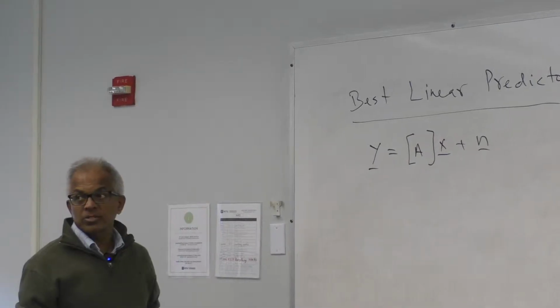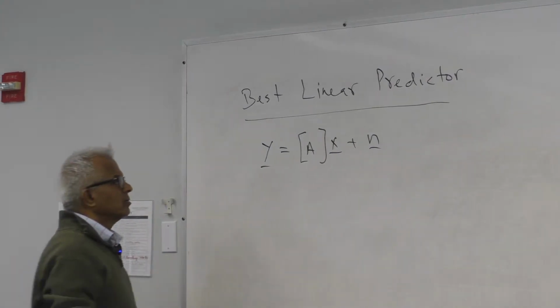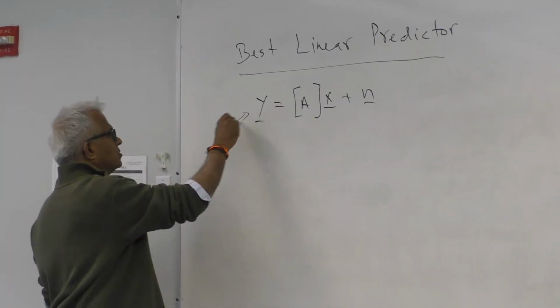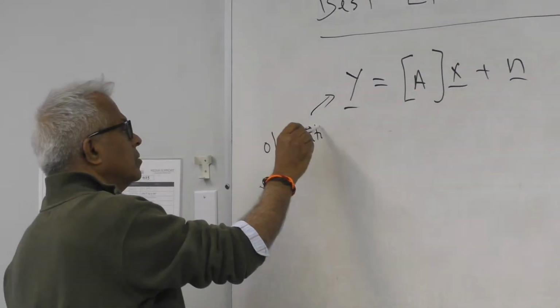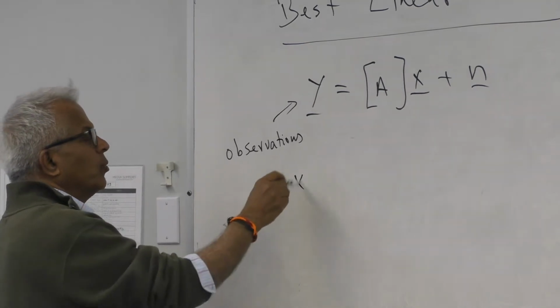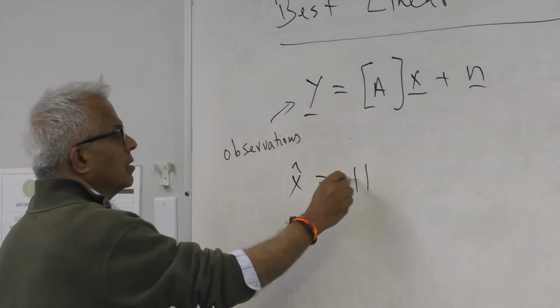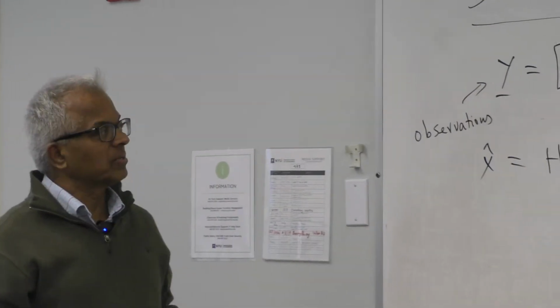This is essentially the best linear prediction problem. So this is your observations, and you want to estimate x hat from the observations. Okay. So remember, everything is matrix here.